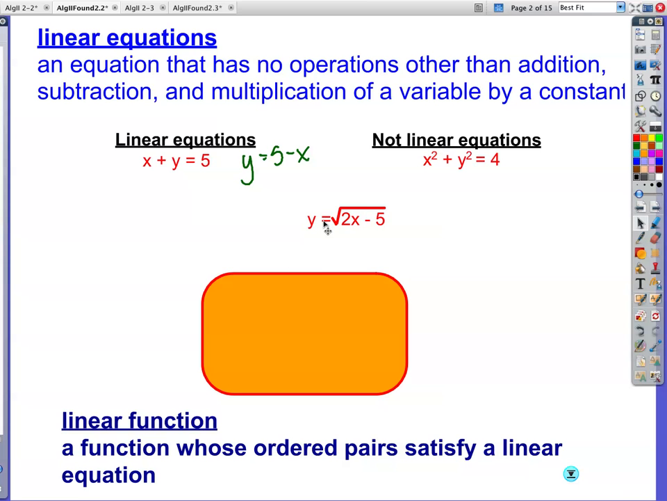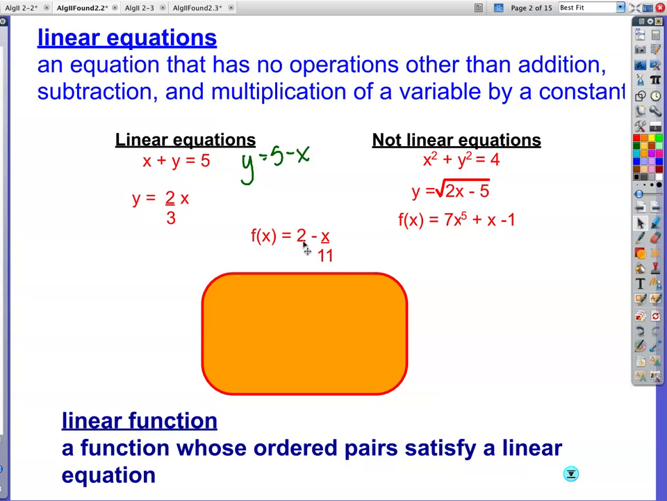This is not going to be linear because we have that square root. It's not just a regular x, it's a square root of x. 2/3 x, that one will be linear. If the x were in the denominator, that'd be different. Here we have x to the 5th power and an x as well. That makes it not linear.